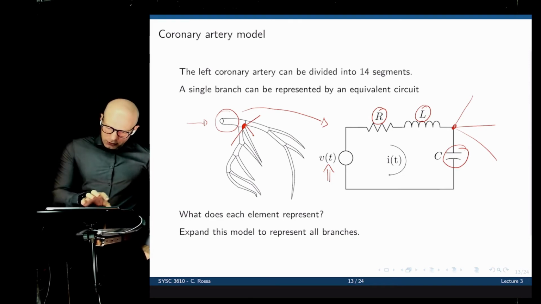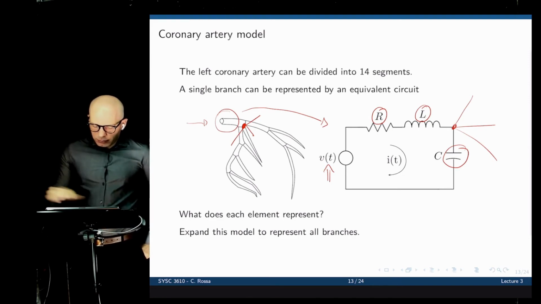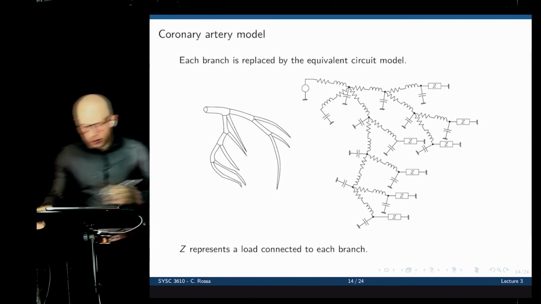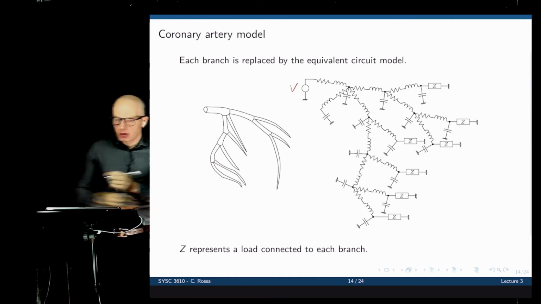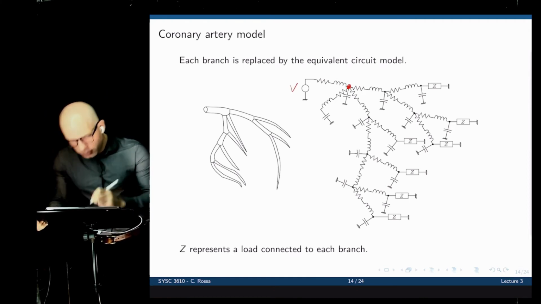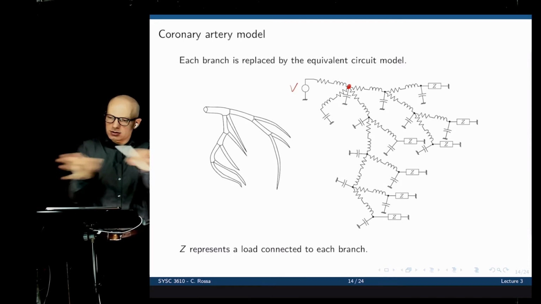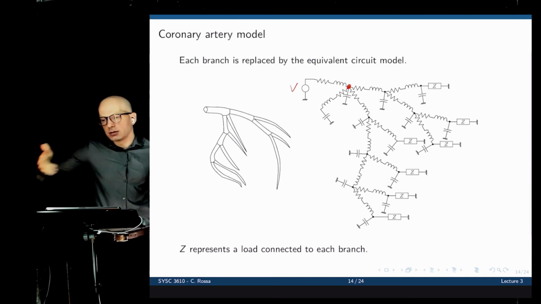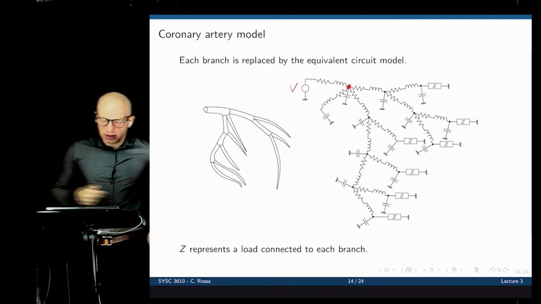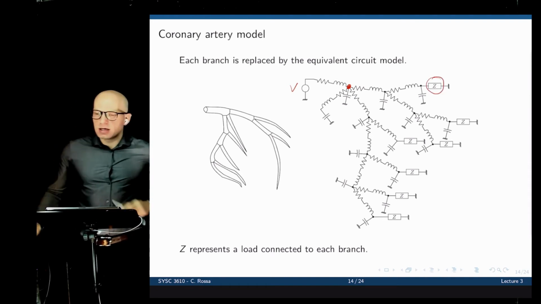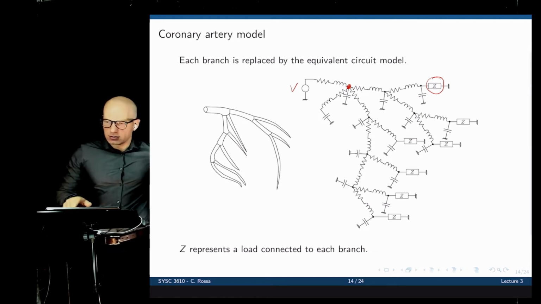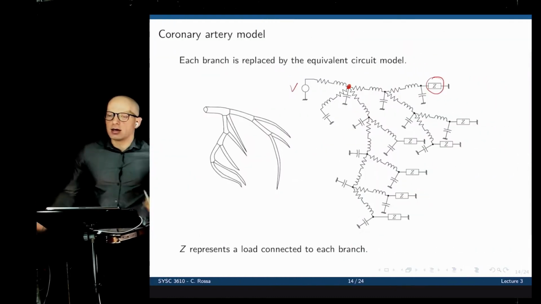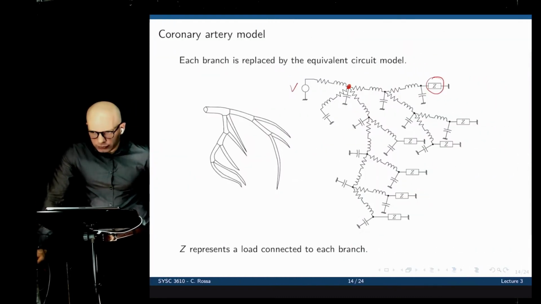So if you expand this simple network from one branch to all 14 branches, we should have something like that. And you see, here is the heart, here is the pump, V. Here is the first node that we had, and then this node just keeps opening up and splitting into other branches. And at the end of these branches, the blood needs to go somewhere, to the cells or something like that. We can model that as a simple impedance attached to the end of these branches. So these impedances would be at the tip here. Once we reach the end, we add an impedance to account for that. Okay.